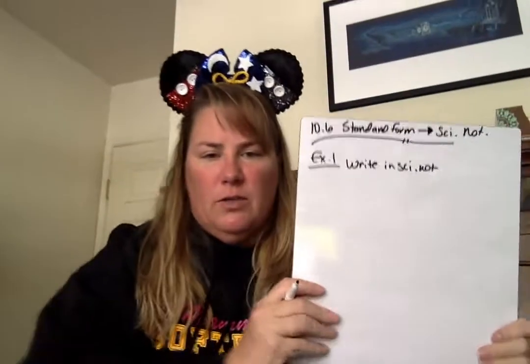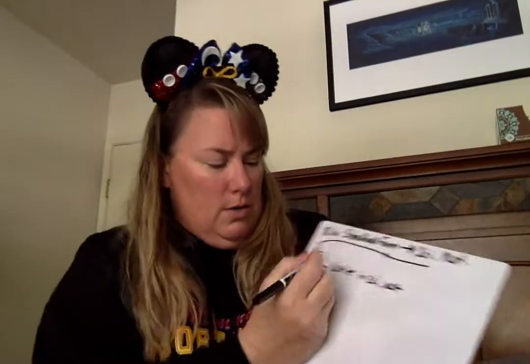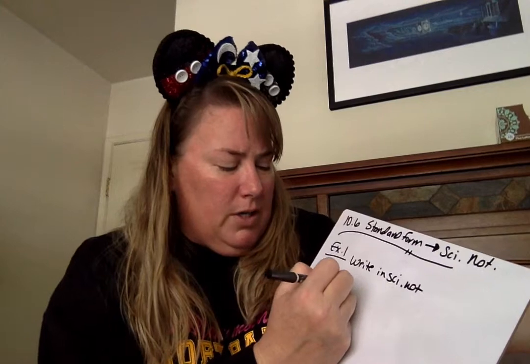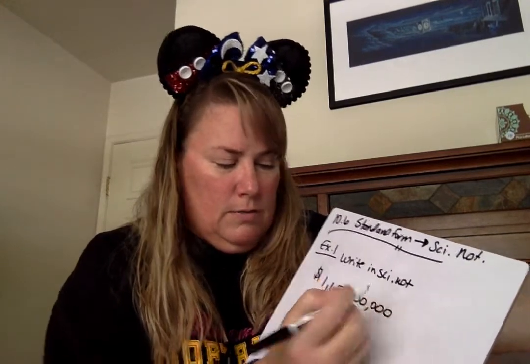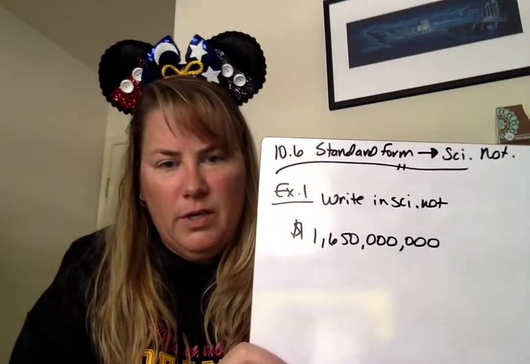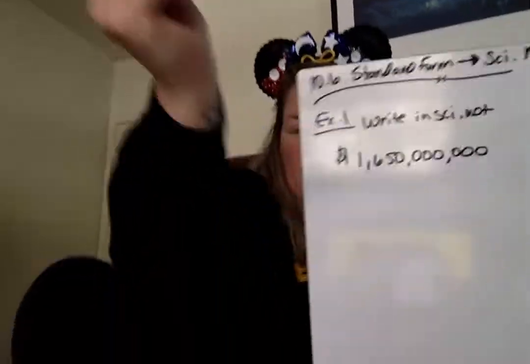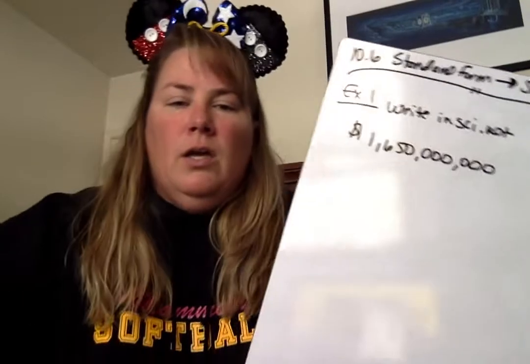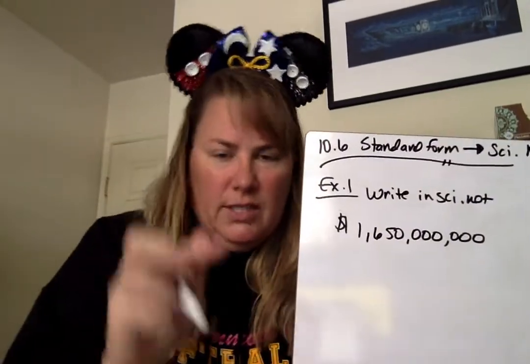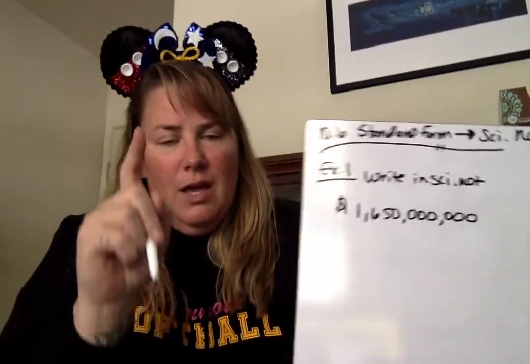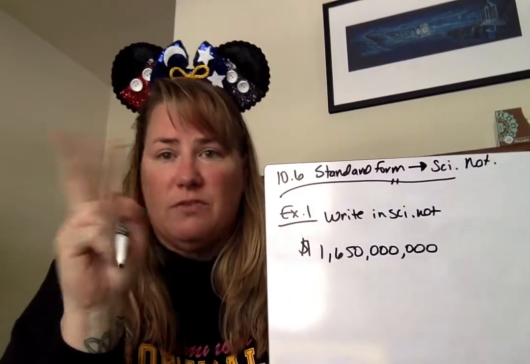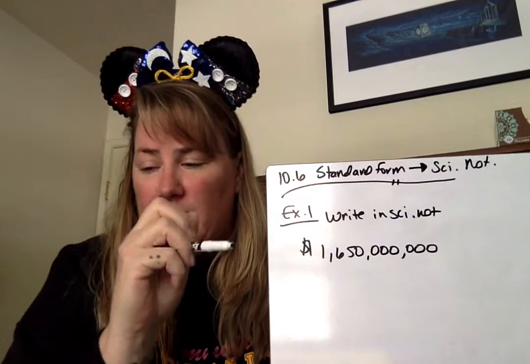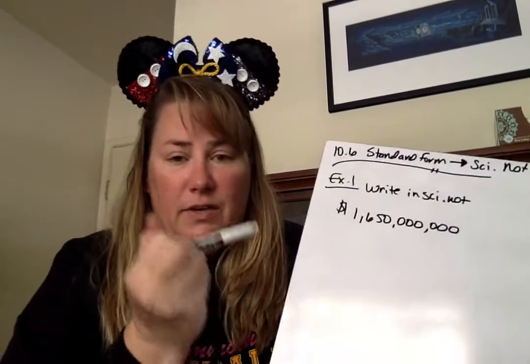Write it in scientific notation. We're going to go 1,650,000,000. That's a big number. I wouldn't even mind having that many pennies. So we're going to write this in scientific notation. So remember, your power does 2 things. It tells you which way to move the decimal, and it tells you how many times. So depending upon if the power is positive or negative, that would tell you where to go when you're writing your numbers from scientific to standard.